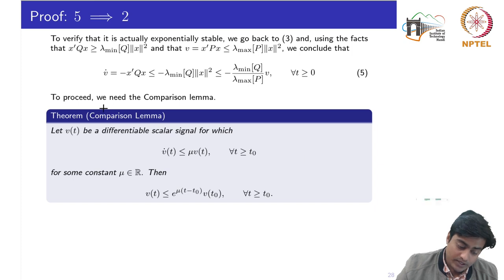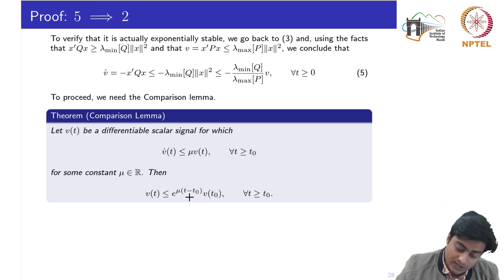To proceed further, we give another lemma, which is known as the comparison lemma. This lemma says: let V of t be a differentiable scalar signal which satisfies the relationship that V dot is less than or equal to some constant mu times the signal itself, for all t greater than or equal to t naught. Then the signal V of t would always be less than or equal to e to the power mu (t minus t naught) times the value of the signal at the initial time t naught.